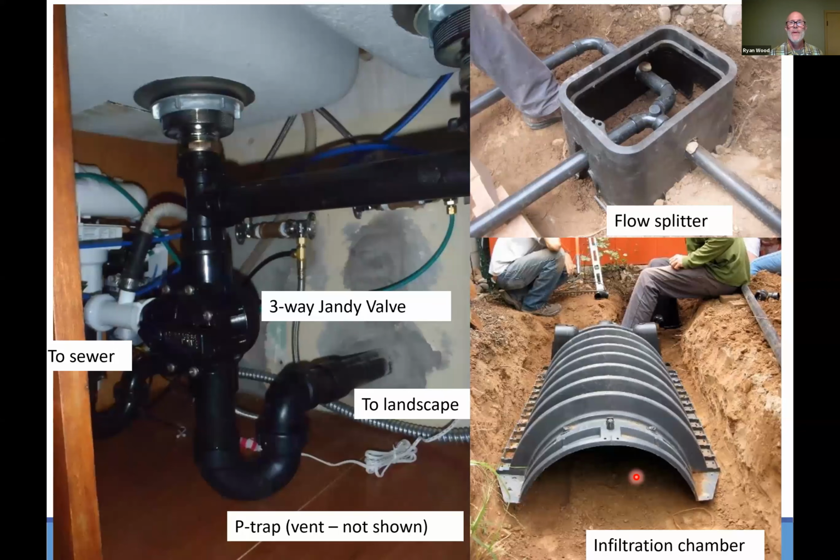So having this flow splitter, we'll talk about that more in a moment, but that's going to get the water to split to both basically the top and the bottom, or the beginning and the end of that infiltration chamber. And then underneath the sink, this is important because that three-way valve, that Jandy valve, that's how you're going to switch between the sewer and the landscape. And then there's a P-trap that's not shown, but that P-trap is important so that the critters won't come back in from the landscape.